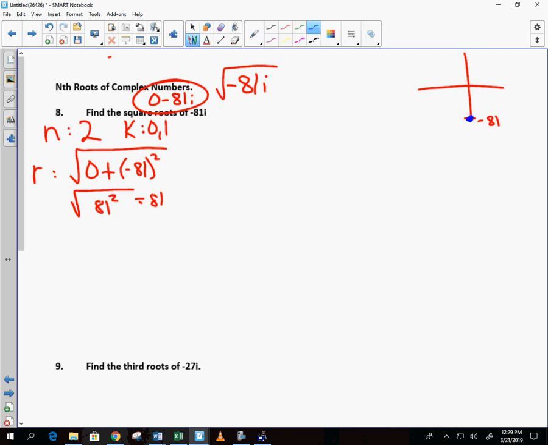Everybody agree that that's where I'm sitting? So how far is that from the origin? 81. See how I can do it without actually... Yep, feel free to make the picture whenever you want. Everybody see we're 81 units away? Okay, then let's determine theta.